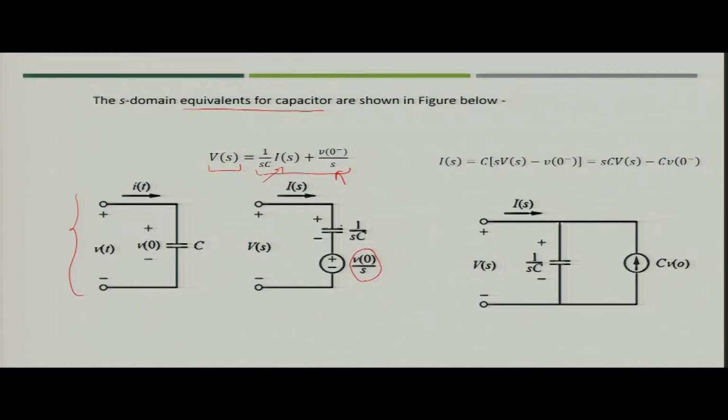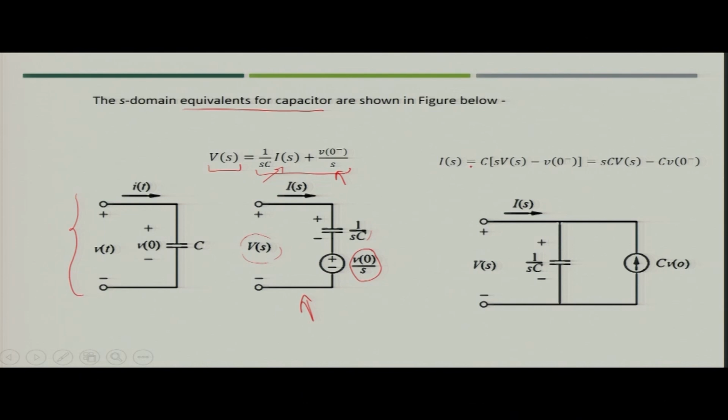Now, plus 1 upon sC is the value of the capacitor here, because when the current I(s) is flowing through the circuit, I(s) into 1 by sC will be the drop across the capacitor, plus the voltage v(0) by s. When you sum up, you will get the value of V(s) in S domain. This will be required when you are applying Kirchhoff's voltage law.